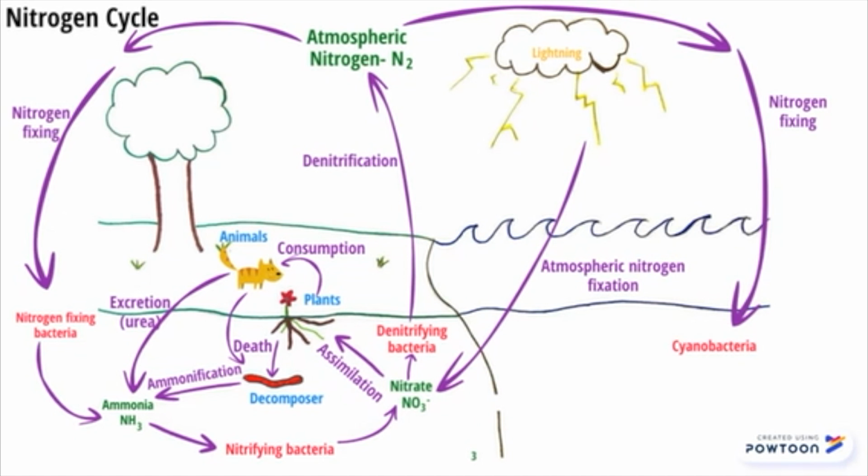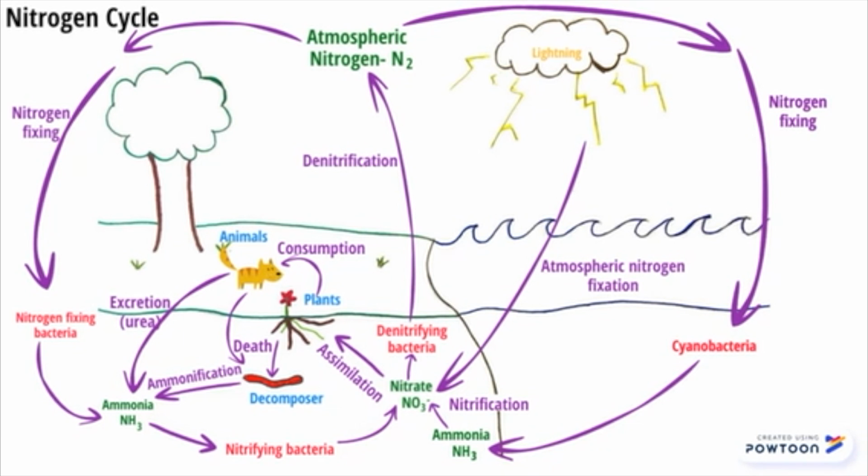The final way nitrogen gas is cycled through is by another way of nitrogen fixing, where N2 transforms into ammonia by cyanobacteria. The ammonia then undergoes nitrification to transform directly into nitrate, which is a very important part of the nitrogen cycle if you haven't figured it out already.